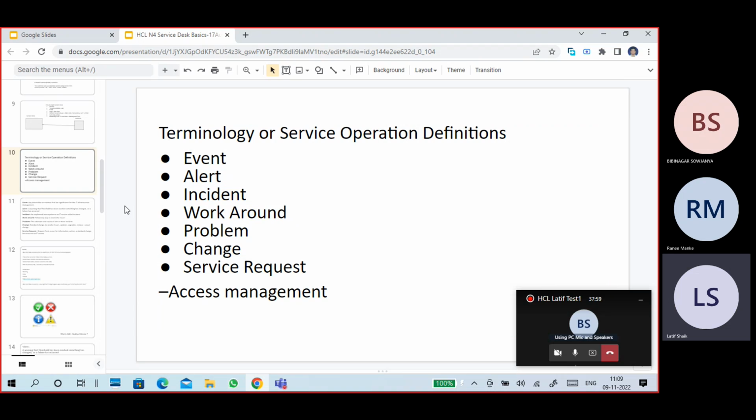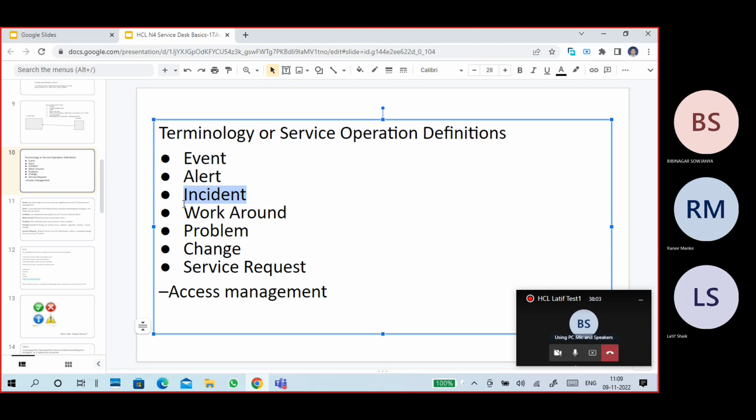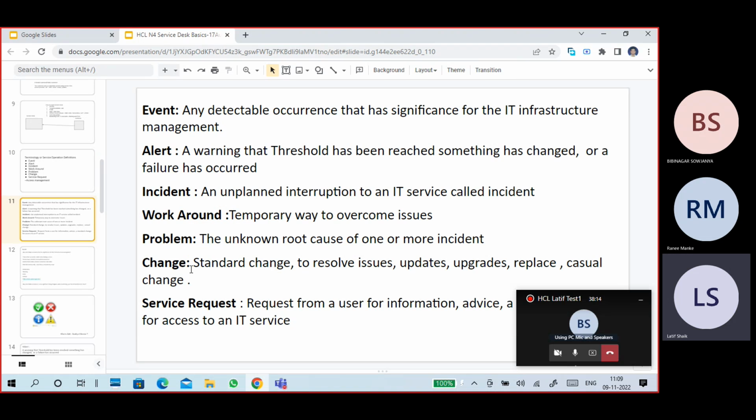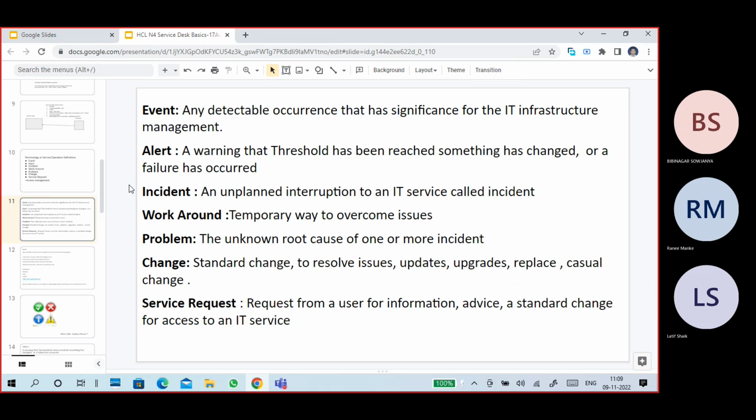Any issue that occurs, we have to consider as an incident. Any request, change, or access permission, we should consider as a service request. So these are the different definitions. Please read them once.